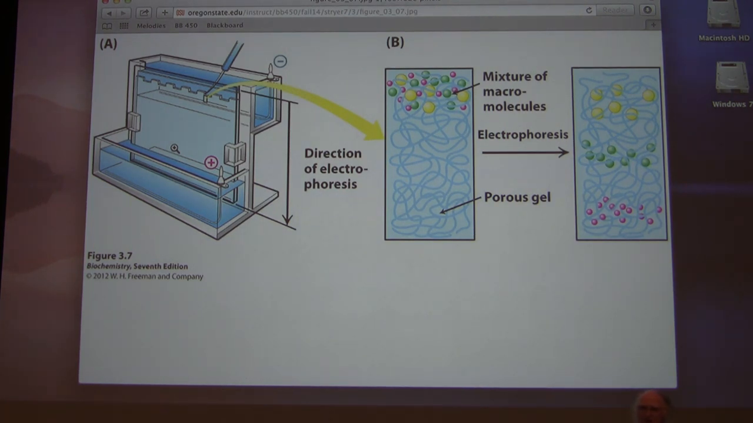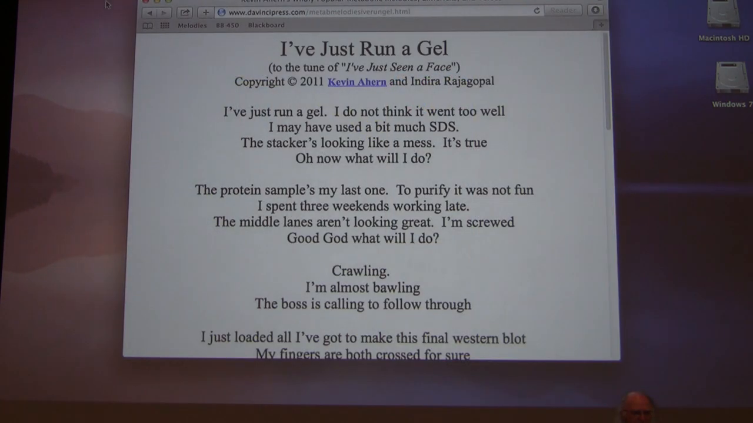Everybody getting tired? Are we ready for a song? Okay. Some of this song I'm going to sing may, by the way, this song today is the first time I've ever sung this song to a class. So it's a relatively new song, and it may cover some things that I'll finish talking about on Monday. It's to the tune of an old Beatles song called I've Just Seen a Face. Anybody know the song? I've Just Seen a Face? Okay. It's called, all right, where am I at here? Please sing with me. I've Just Run a Gel.